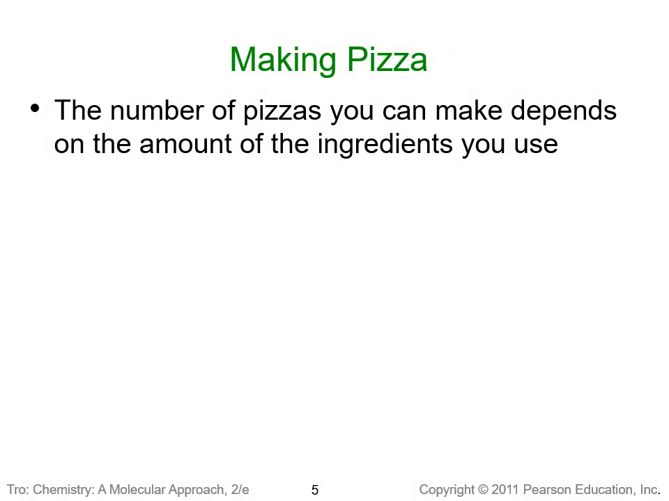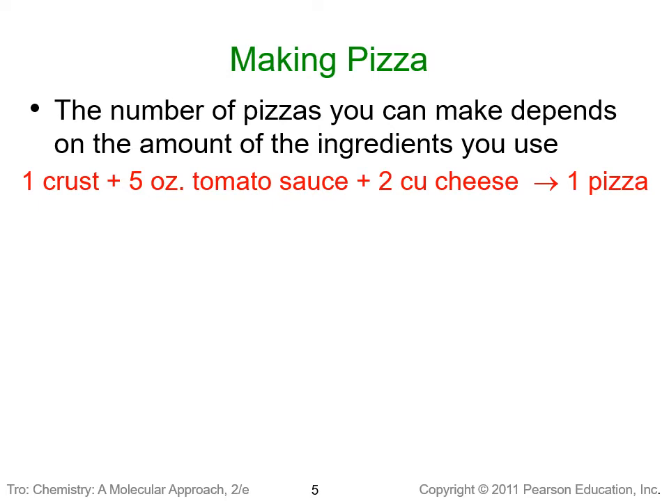So let's step away from molecules and moles for a minute and focus on something that is maybe a little more relatable. So let's talk about pizzas. Okay? And we know that if we're making pizzas, there is a recipe that we need to follow, and we have to have a specific amount of ingredients. So let's say that our recipe is we need 1 crust, 5 ounces of tomato sauce, and 2 cups of cheese to make our pizza. We're not allowed to substitute in ingredients. We're also not allowed to skimp on our ingredients in order to make the pizza.